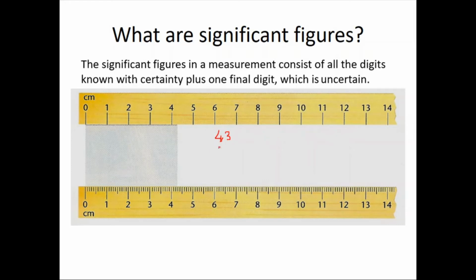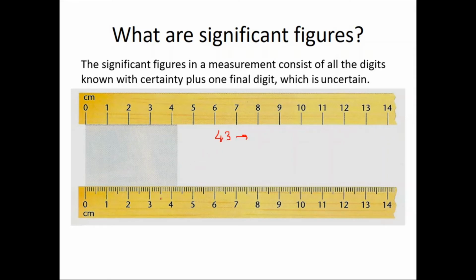So here these two digits are significant. One of them is known with certainty. We exactly know the length is 4, and some other value, for example 3, is uncertain. It can be 4.2 or 4.3 or 4.35, something like that.